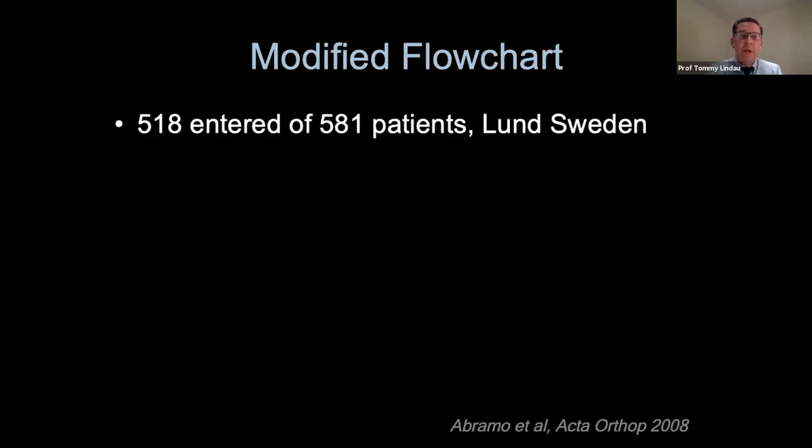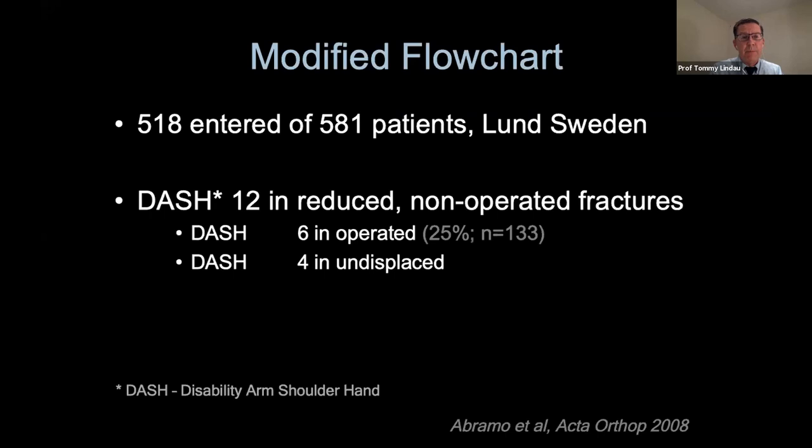So they entered 518 patients out of 581 that were officially eligible. And this was, as I said, in Lund, Sweden. They used DASH as an outcome instrument and found that the worst group, with a DASH of 12, were the reduced non-operated fractures, i.e. displaced fractures that didn't go to surgery, that were left after reduction with non-operative management. The operated patients had a DASH of 6, and they represent 25% of the study group.